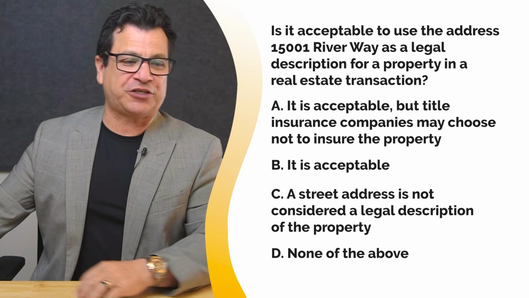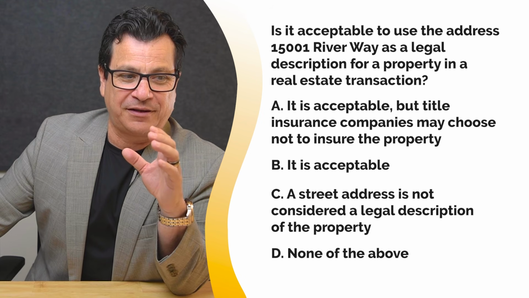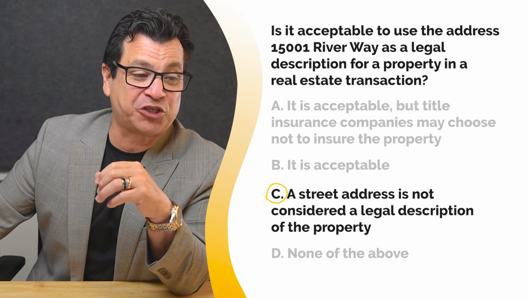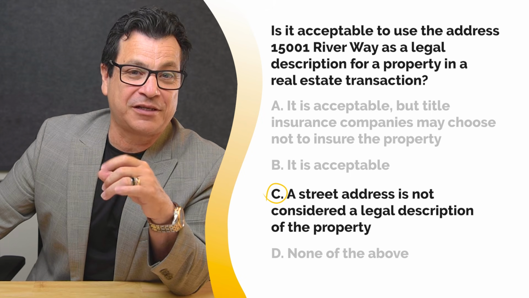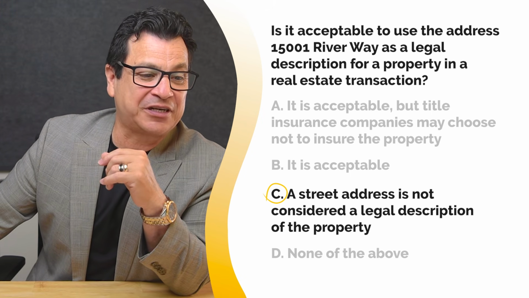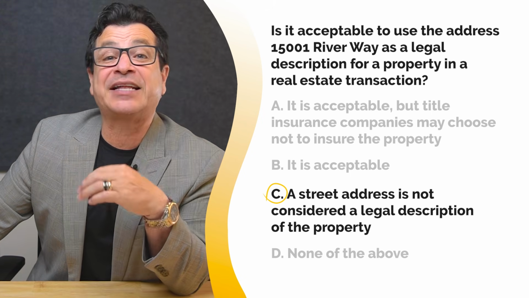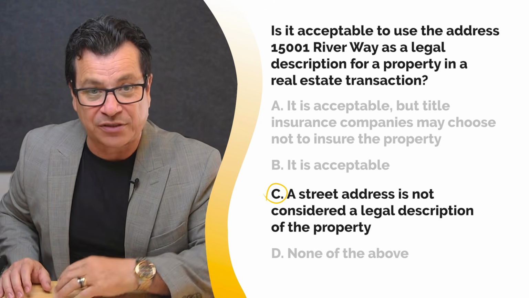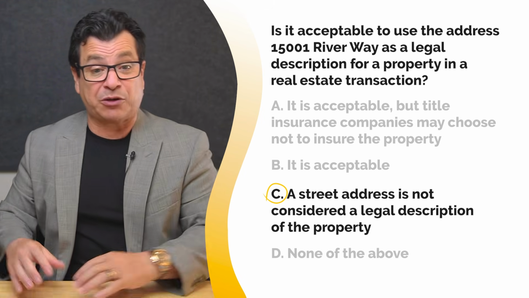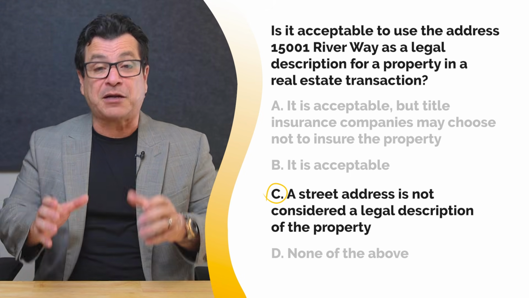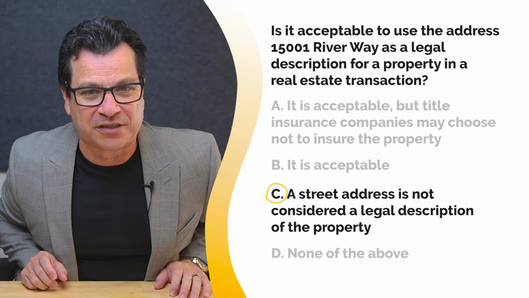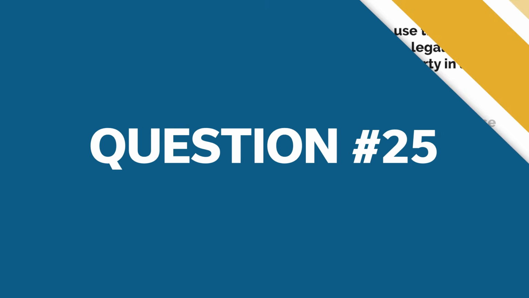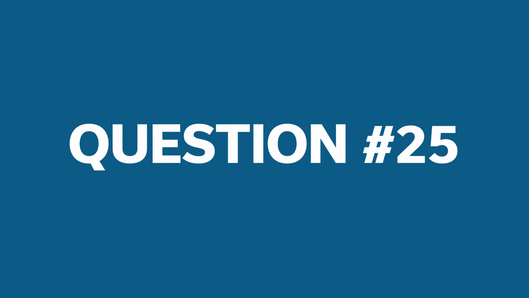The answer to this question is, you guessed it, C. A street address is not considered a legal description of the property. Let's go to the explanation. A street address is not considered a legal description of a property. It gets more specific than that. We also use APN numbers, assessor's parcel numbers. We use descriptions where it tells us on a plat map exactly where this property is located. But a street address, not enough information. Let's move on to the next one.